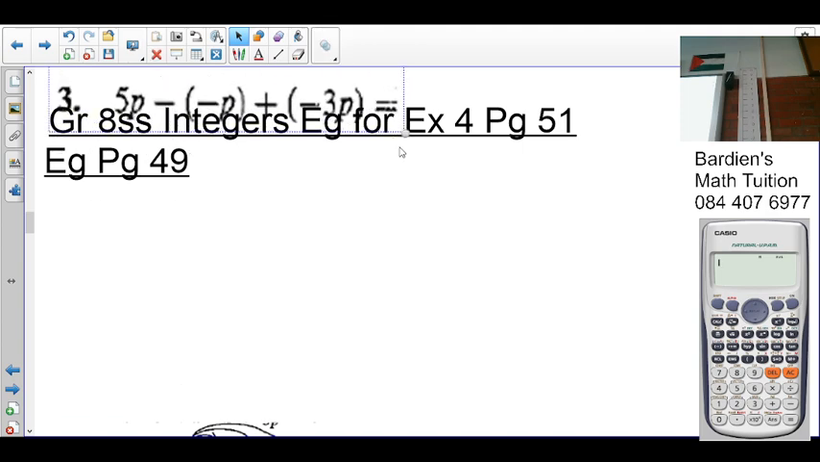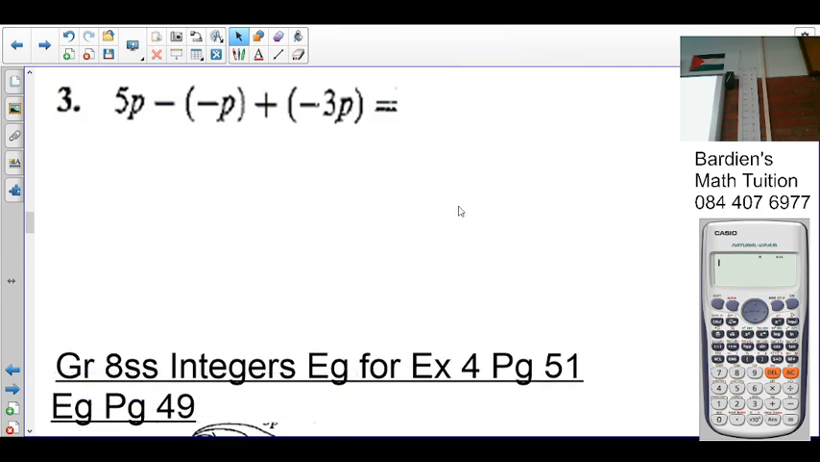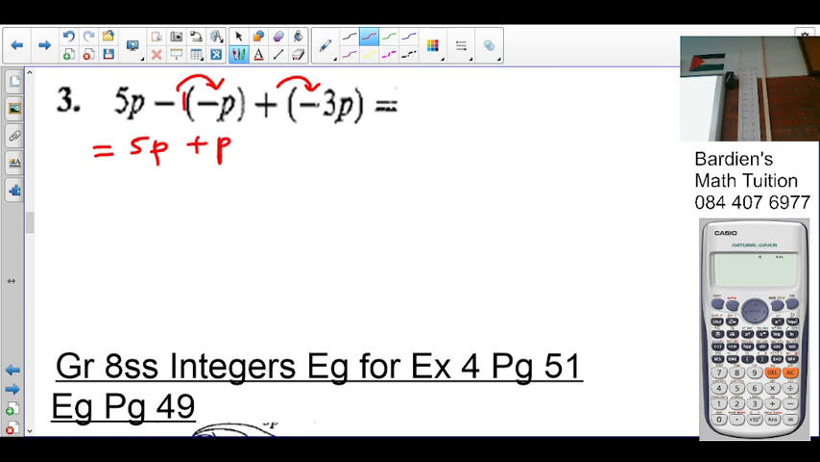Number 3. So we got 5p minus negative p plus negative 3p. So what we need to do here is get rid of the brackets. So it becomes 5p, negative 1 times negative p, positive p. So remember there's a 1 there. Not so. What's positive times negative? Negative 3p. So what is 5p plus 1p? 6p. And 6p minus 3p? 3p. Okay. Is there any confusion at this point? No.